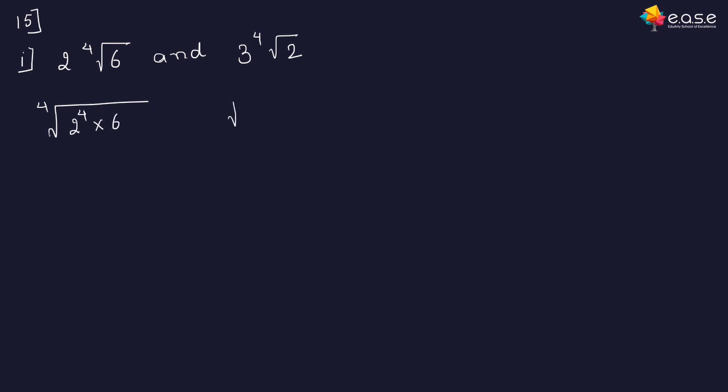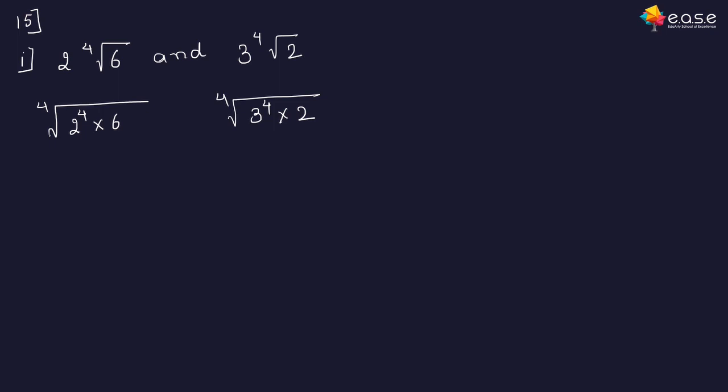Question number 15, part 1: 2 times the fourth root of 6 and 3 times the fourth root of 2. That means inside the fourth root, we have to take 2 to the power 4 times 6, and inside the fourth root of the other, 3 to the power 4 times 2. Correct?